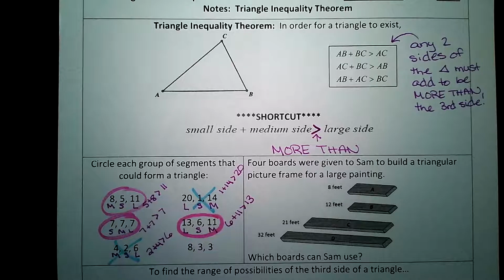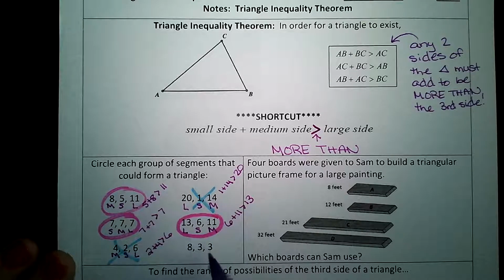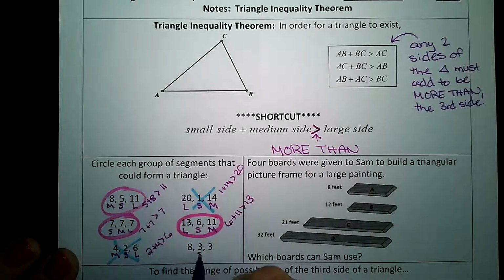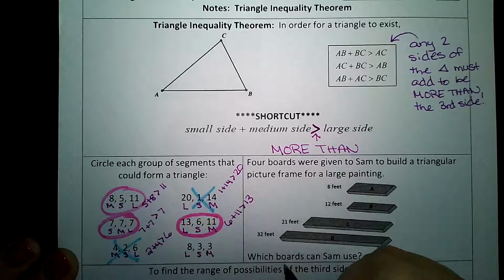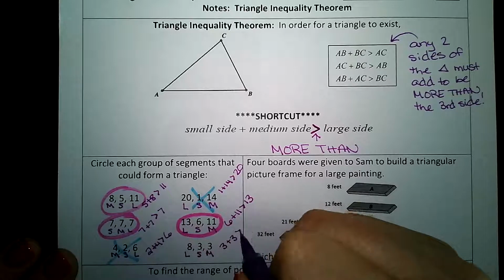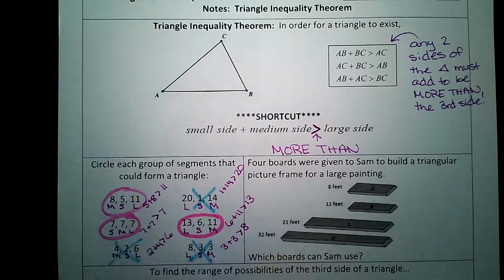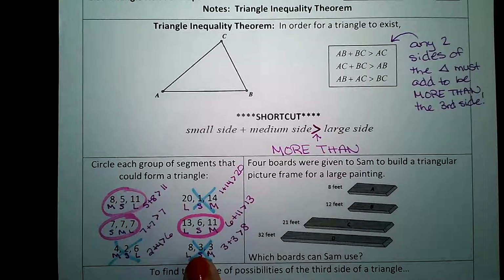And last but not least, it looks like we're dealing with an isosceles triangle this time. We have 2 sides that are equal. So we have a small and a medium and a long. Even though they're equal, they're the 2 smaller pieces. So is 3 plus 3 more than 8? 3 plus 3 is 6, and that is not more than 8. So these pieces could not form a triangle.